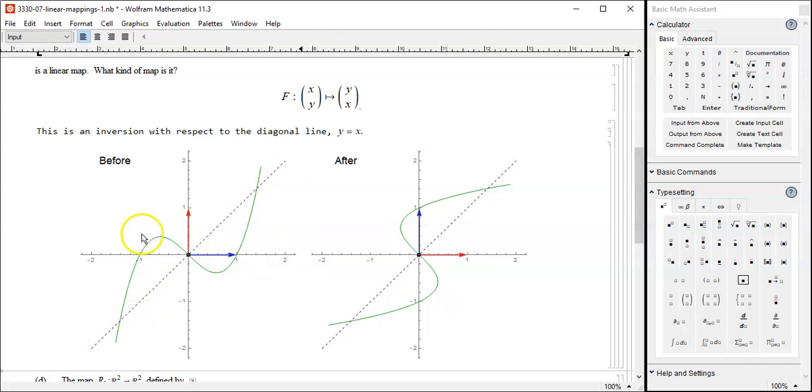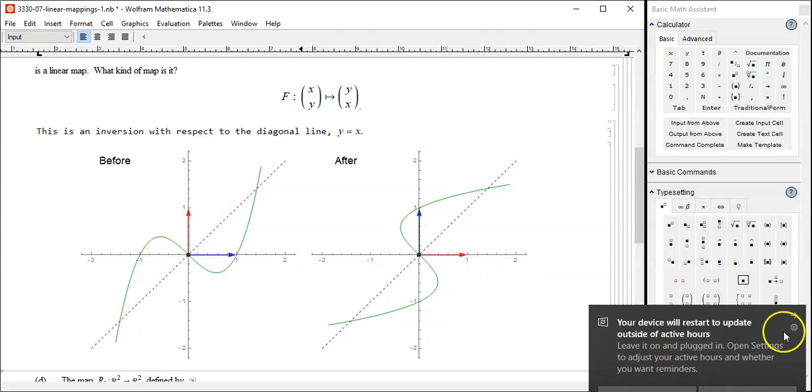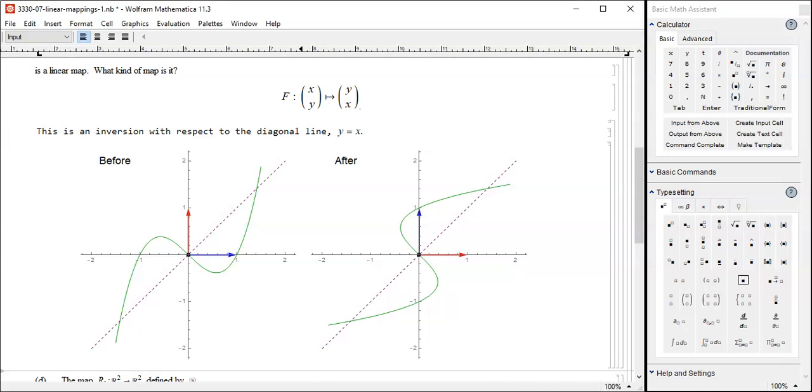So here in this picture, we have this kind of graph. And then after taking this inversion, excuse me, there's some alert from this computer. Sorry about that.